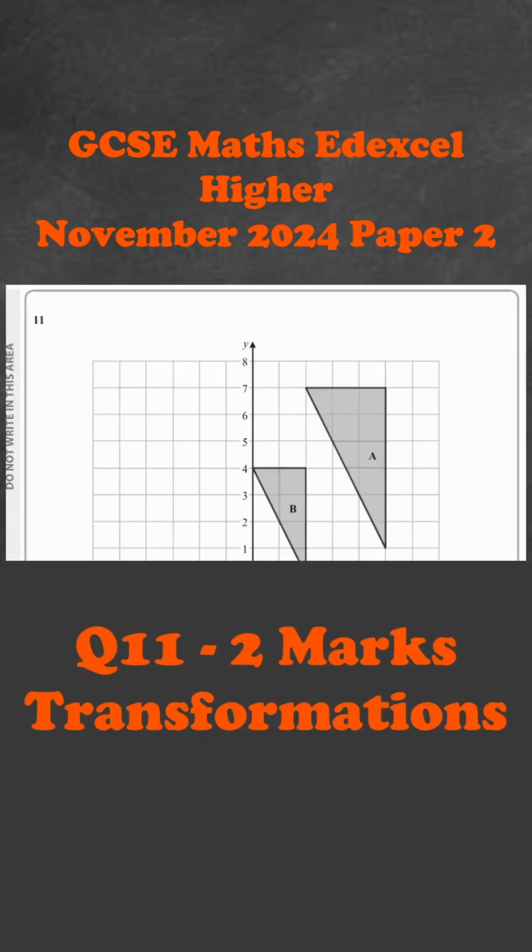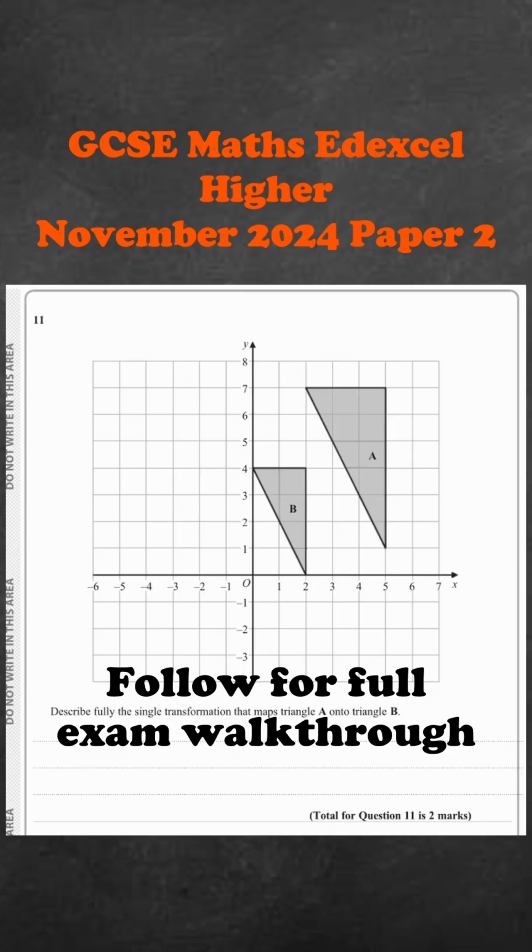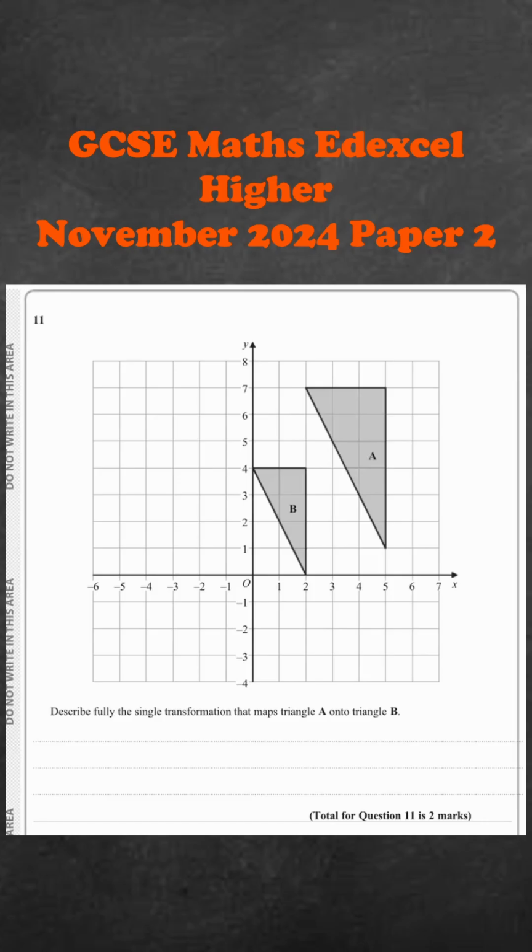Question number 11. Describe fully the single transformation that maps triangle A onto triangle B. So we can see straight away that the triangle's getting smaller. So it's going to be enlargement, but the enlargement is going to be less than 1 because it's getting smaller.